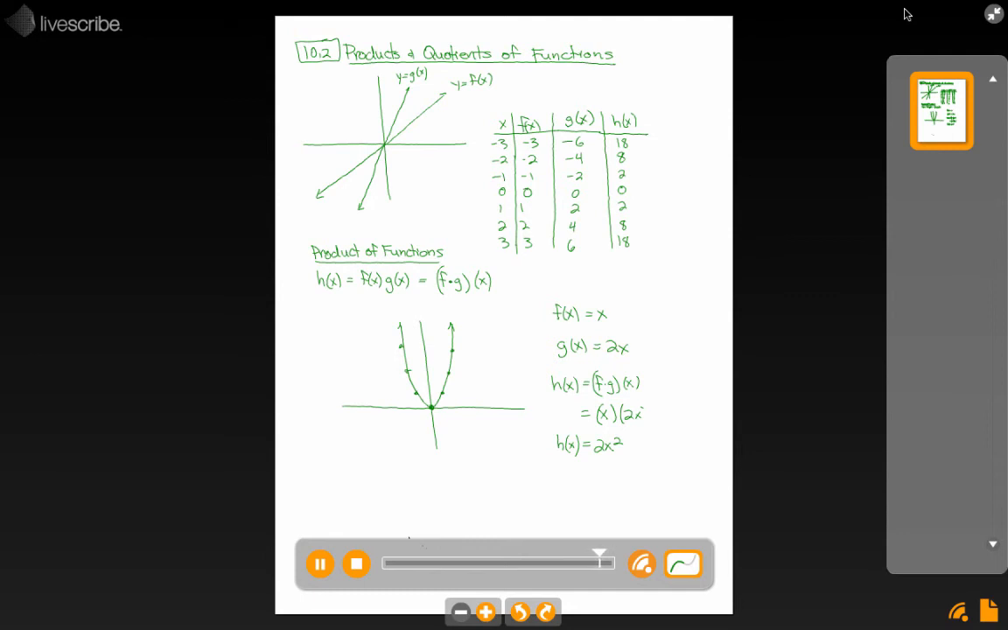So product of functions is very, very similar to our last lesson, which was sum and difference, except instead of adding or subtracting, a product indicates that we have to multiply.